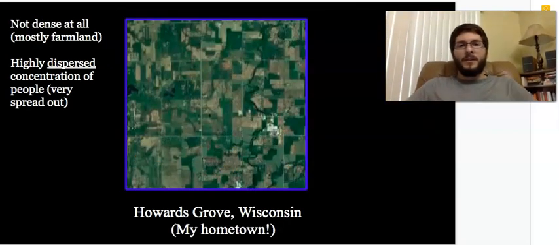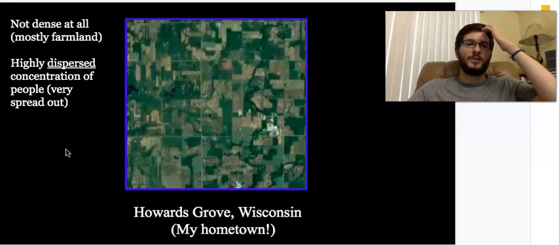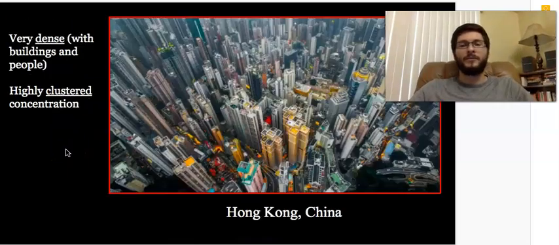Then on the other hand, there are a lot of places that look like this, especially in rural parts of Wisconsin. This is from my hometown of Howards Grove, Wisconsin. It's an aerial view, a satellite image. Okay, so you can see that it's very spread out. It's farmland mostly. It's very rural, and so not dense at all. A very dispersed concentration of people, a low concentration.